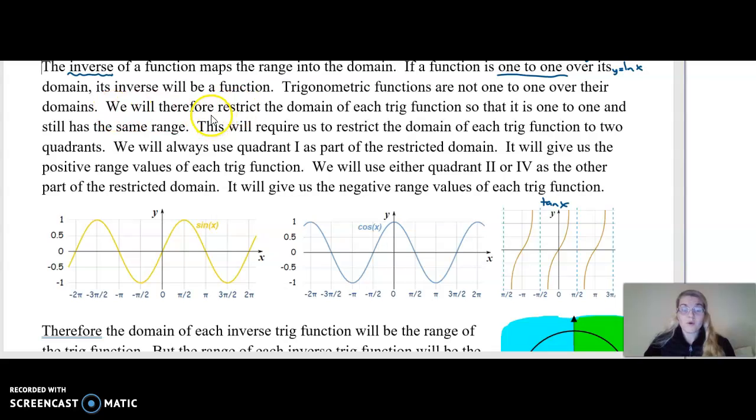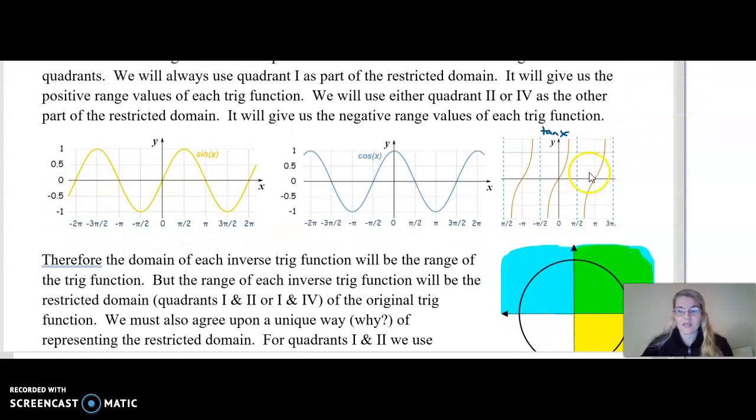So we will therefore restrict the domain of each trig function so that it is one-to-one and still has the same range. This is going to require us to restrict the domains of each trig function to only 2 quadrants. So scrolling down here, we can see our unit circle. We're always going to use quadrant 1 as part of the restricted domain, because that's where all of my trig functions are positive. So then the next question is, where are my trig functions negative? Well, it depends on which trig function.